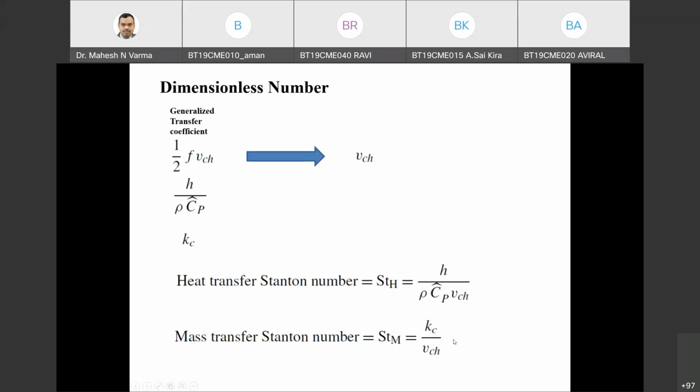Tell me. Sir, this will be relating the generalized transfer coefficient for mass transfer and momentum transfer. Very good. So what can be the next step? What we have done in momentum transfer, this molecular flux when we are discussing. What is next?